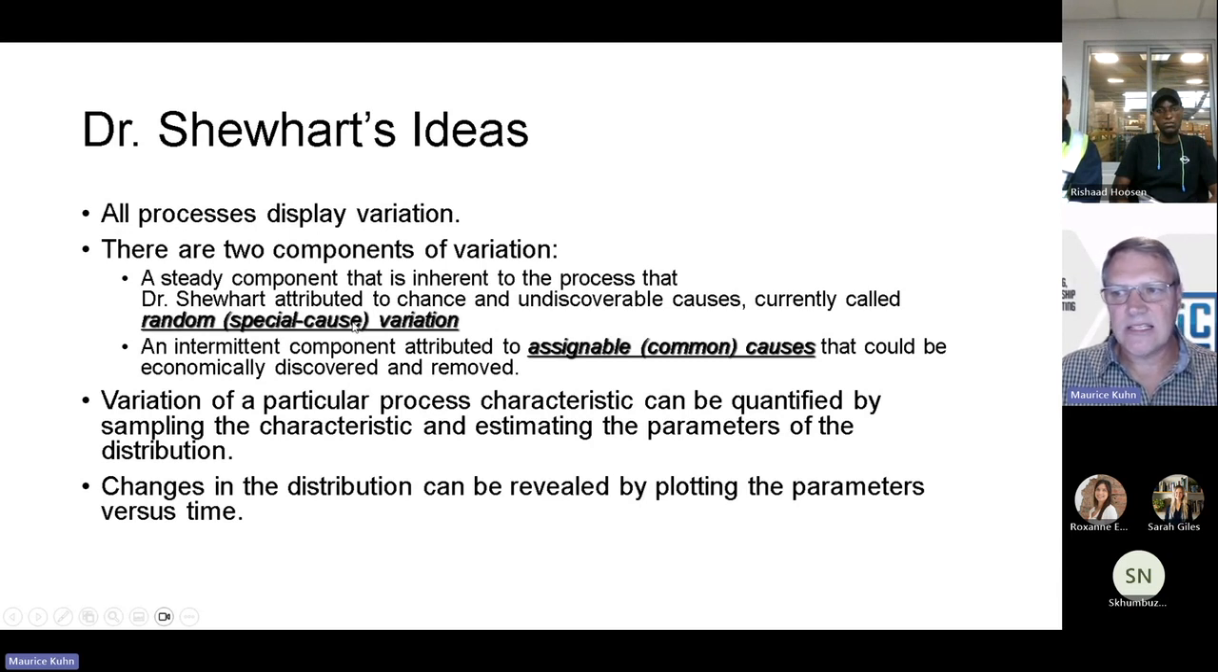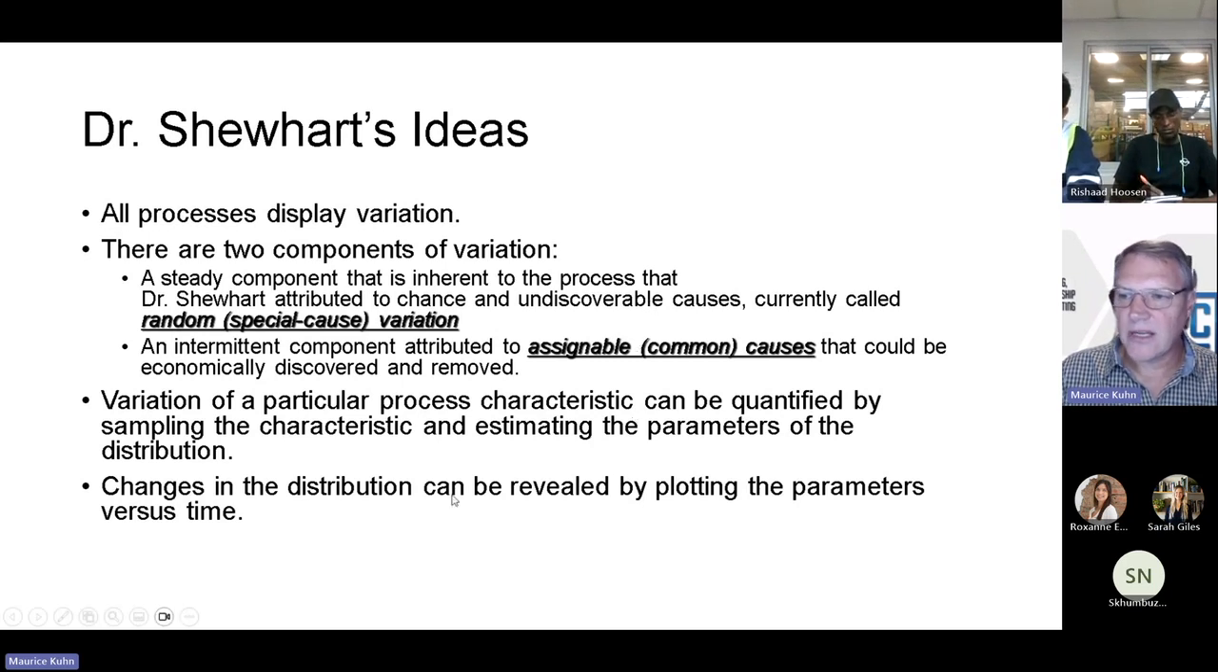The first kind is something called random variation, which we also refer to in the Six Sigma world, where I'm from, as special cause variation. This is something that is not common to our process, and we want to be able to identify it by looking at the data and remove it as quickly as possible. The second kind is assignable causes, or what we would call common cause, that we could economically discover and then remove in our particular process.